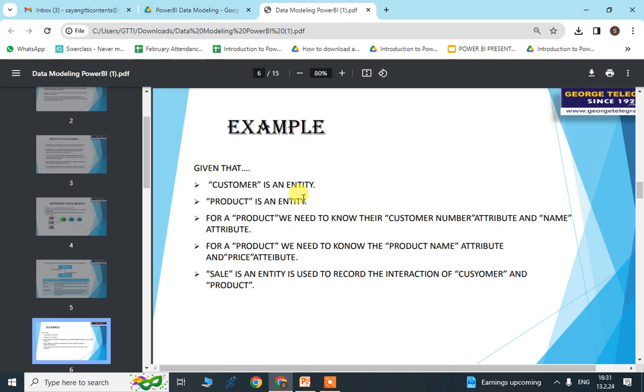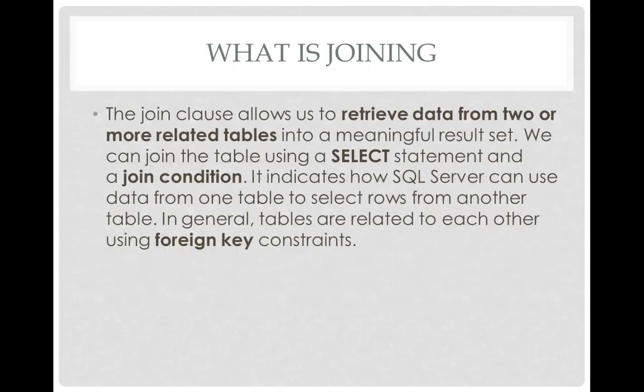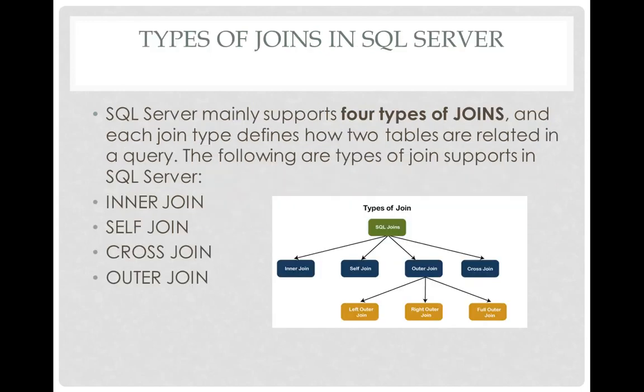To create the relationship, we have to know a few joining concepts. In my PPT I will show you what joining is. Joining is the process of a primary key to foreign key constraint relationship. Joins can be classified into the following types: inner join, self join, cross join, and outer join.